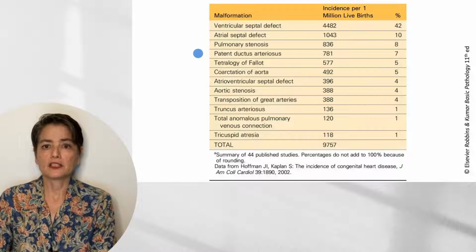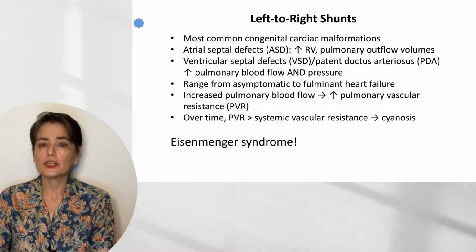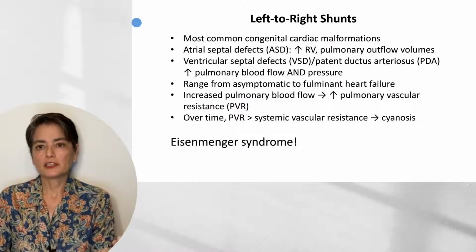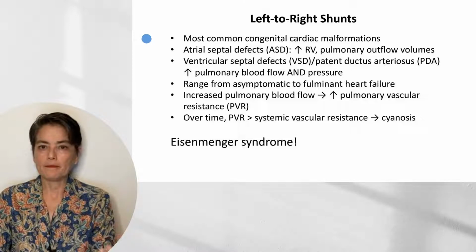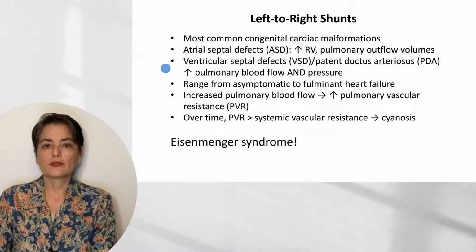The patent ductus arteriosus is also quite common. Okay, so let's begin by talking about the general characteristics of left to right shunts. As I already mentioned, they are the most common congenital cardiac malformations. And the ones that we're going to focus on in this slide are atrial and ventricular septal defects.